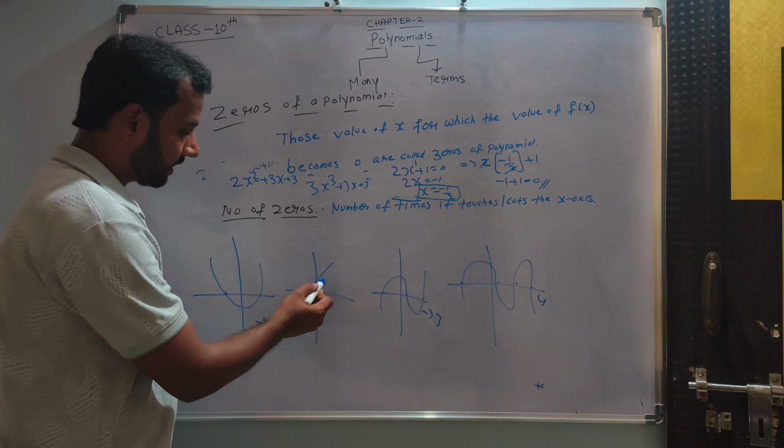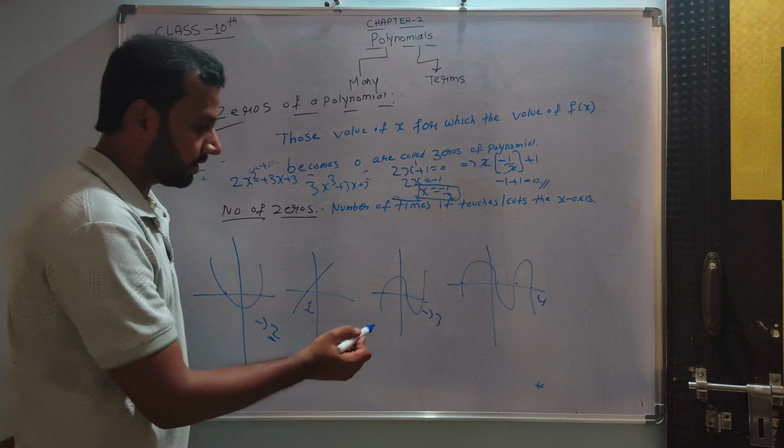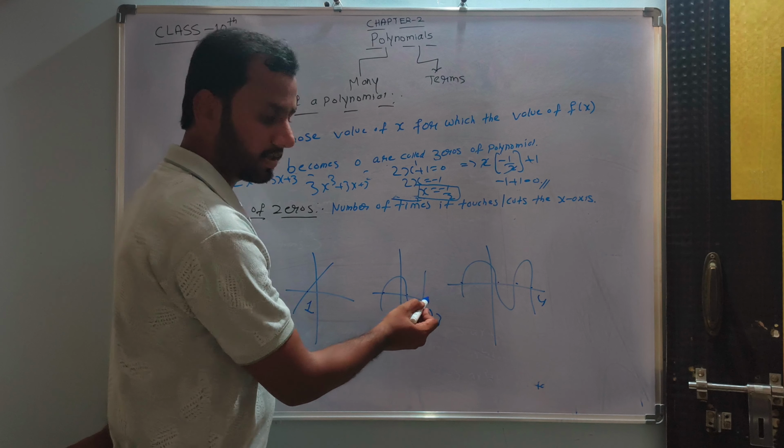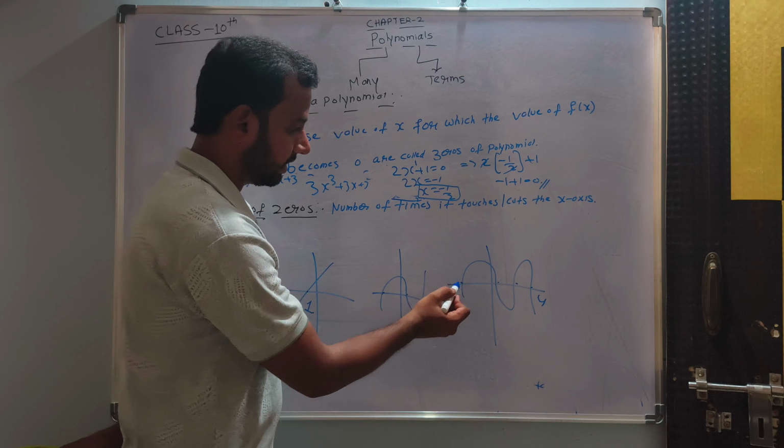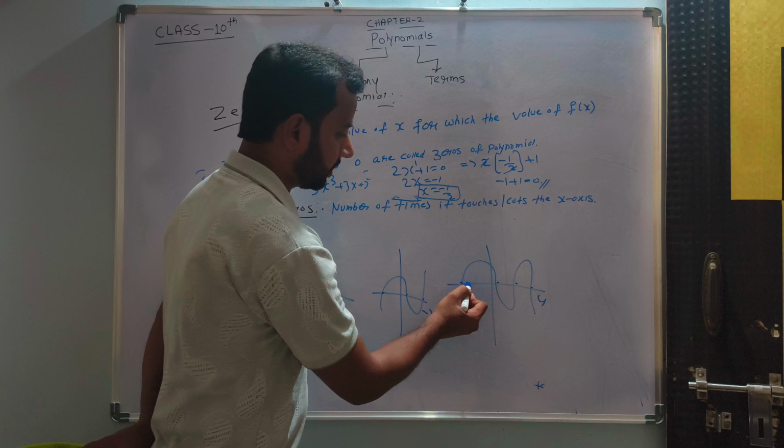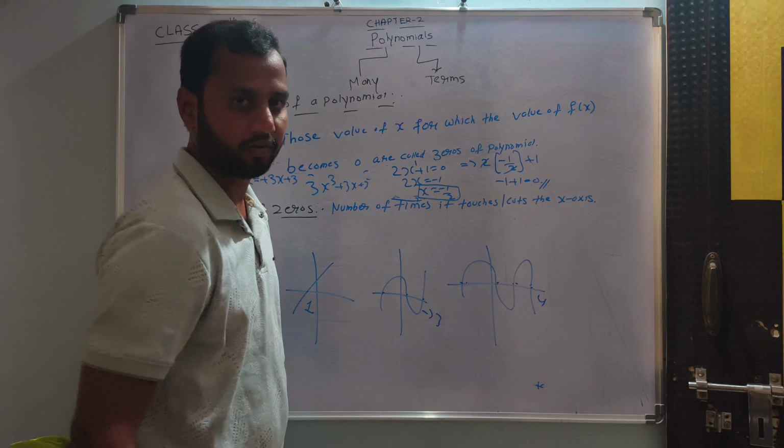Here how many times is it cutting the x-axis? Only 1 time. Number of zeros will be 1. Here how many times is it cutting the x-axis? 3 times. The number of zeros will be 3. Here how many times is it cutting the x-axis? 1, 2, 3, 4. Number of zeros will be 4.